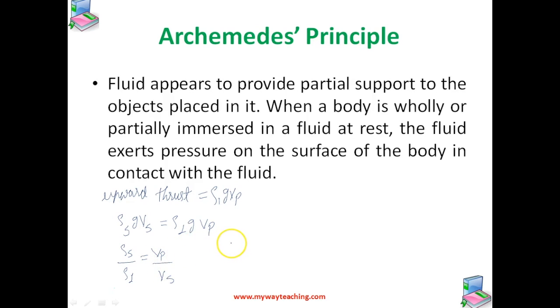The apparent weight of the floating body is 0. And this principle on the whole we can summarize as: the loss of weight of a body submerged, either partially or fully, in a fluid is equal to the weight of the fluid displaced. That's the main principle of Archimedes. The loss of the weight of a body submerged in a fluid is equal to the weight of the fluid which is displaced.